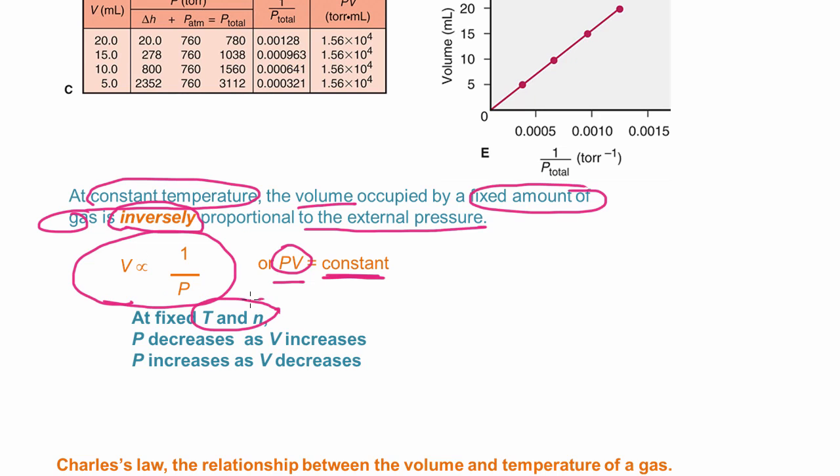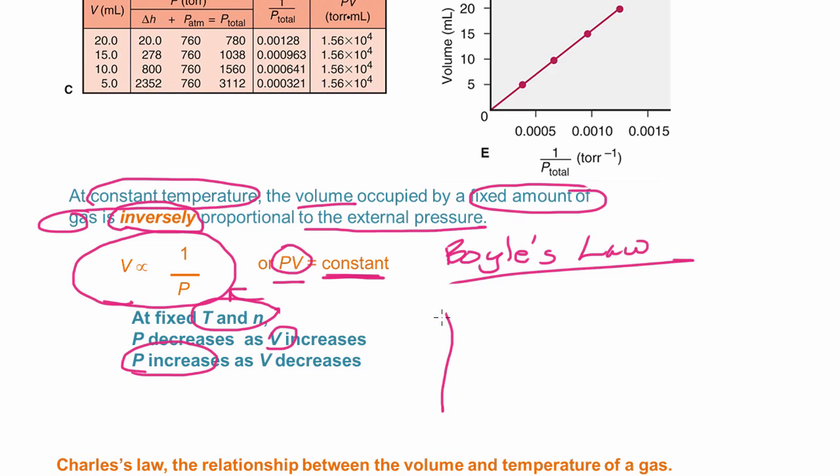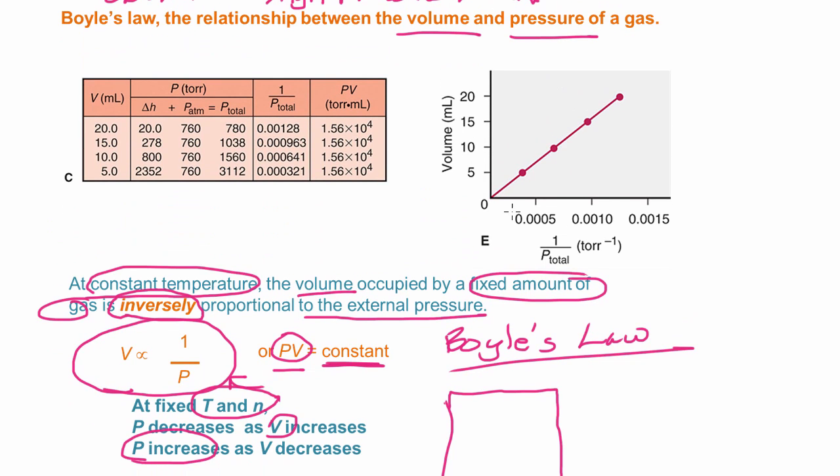So what does this equation tell us? This tells us that as we increase the volume, the pressure decreases. If we decrease the volume, we see an increase in pressure. So this is Boyle's Law. Let's take a look here. Here we have a plot of volume versus 1 over the total pressure, and we see this linear relationship.